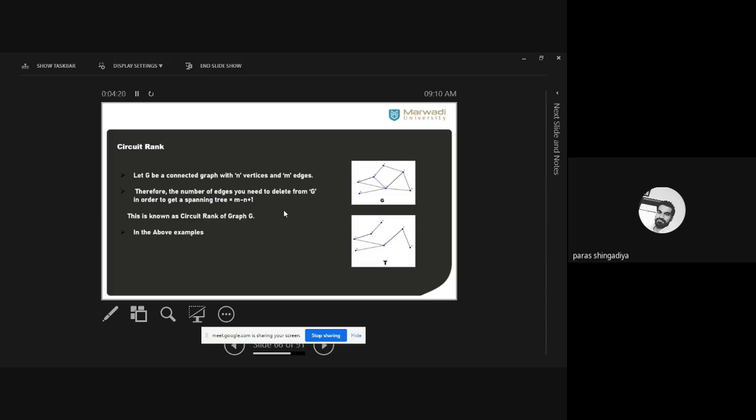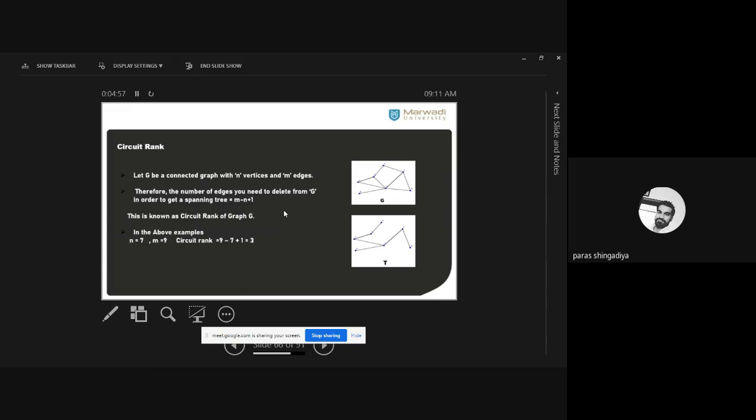In this formula, we have m minus n plus 1. Here m means the number of edges of the graph, and n means the total number of vertices. Just put them there and find the answer. In this example, we have 7 vertices and 9 edges in this graph G. Just replace in m minus n plus 1: 9 minus 7 plus 1, you will get 3. So we delete 3 edges to make this given graph a tree.